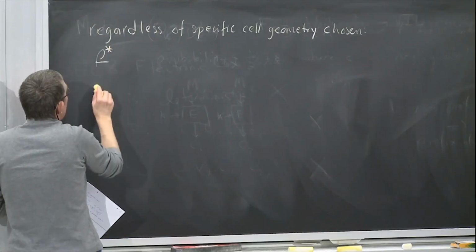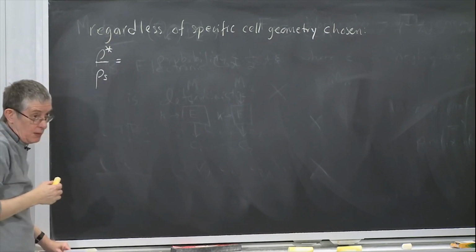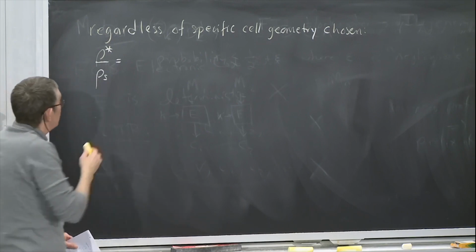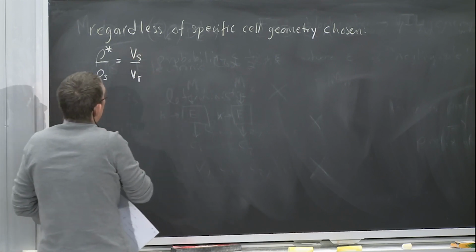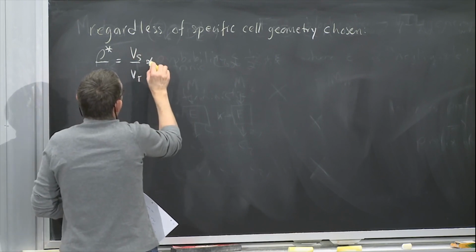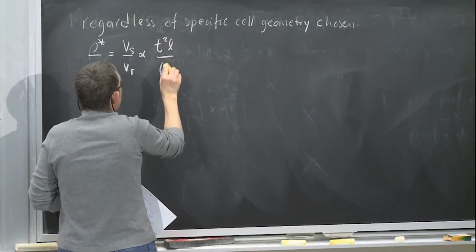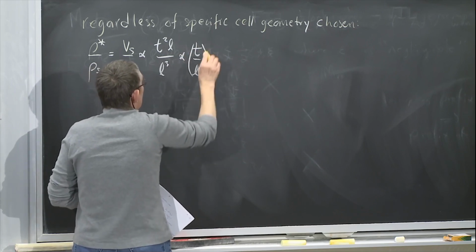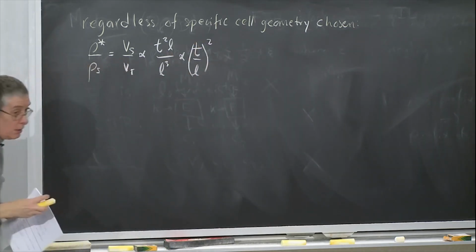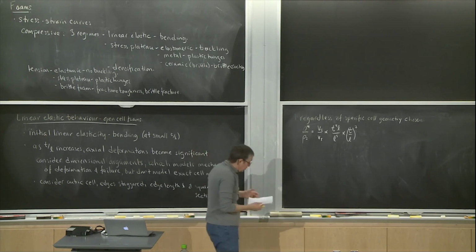So first of all, we look at the relative density. And you remember the relative density is the volume fraction of solid. So it's the volume of the solid over the total volume. And that's going to go as T squared L over L cubed, or just T over L all squared. Okay. So remember, for the honeycomb, the relative density went linearly with T over L. For the open-celled foam, it goes as T over L squared.